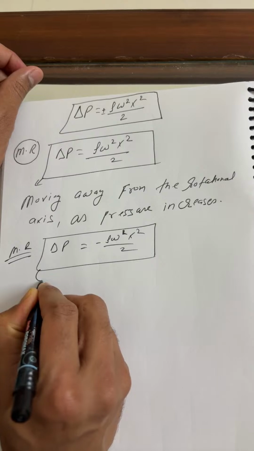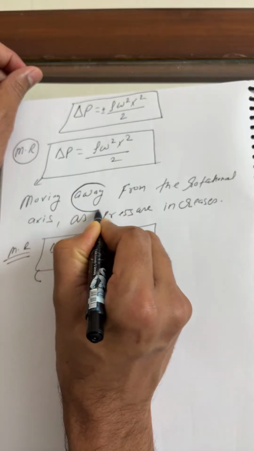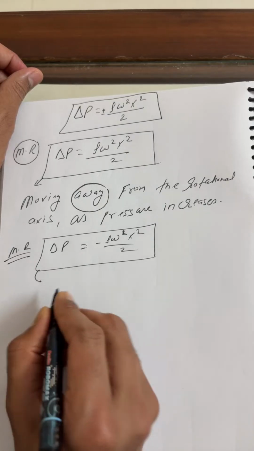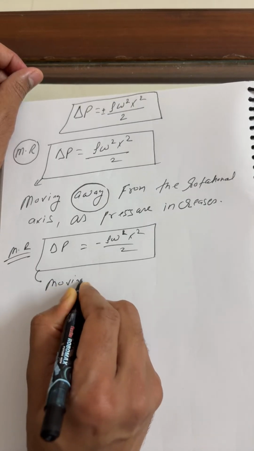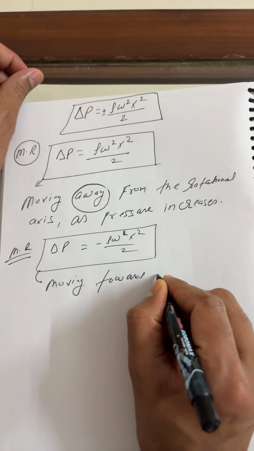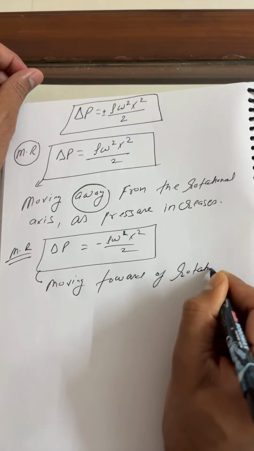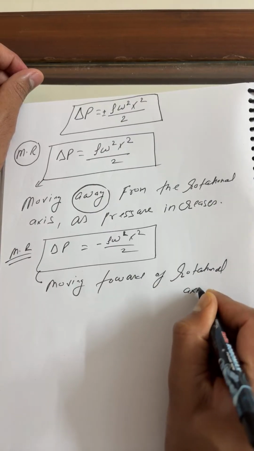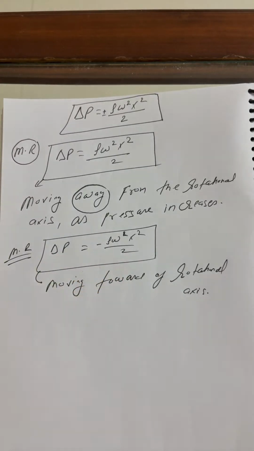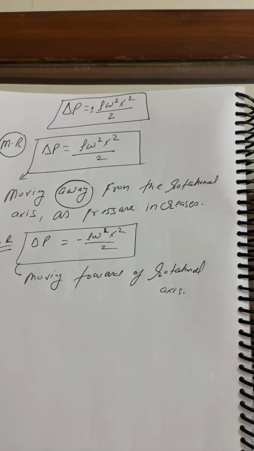If you are moving away from the rotational axis, you can write plus rho omega square x square by 2. But if you are moving towards the rotational axis, then you can say minus rho omega square x square by 2. Simple here. So these are the results which you can keep in mind for a rotating fluid.